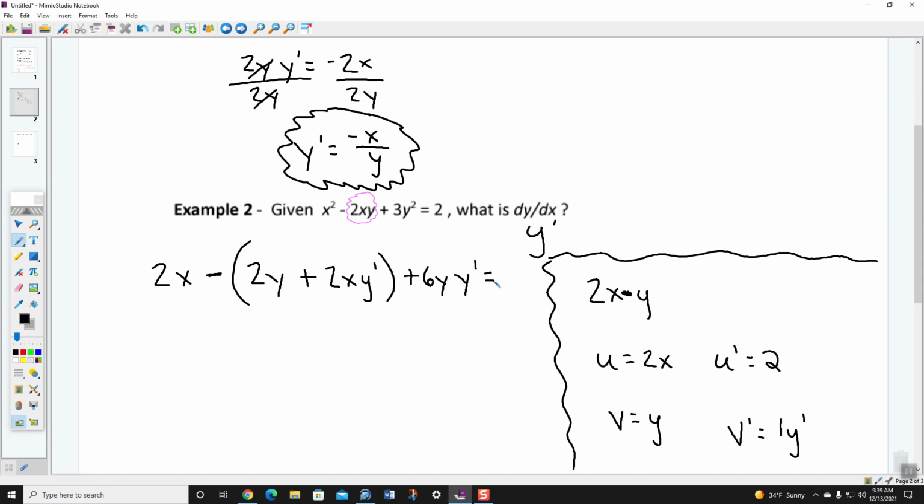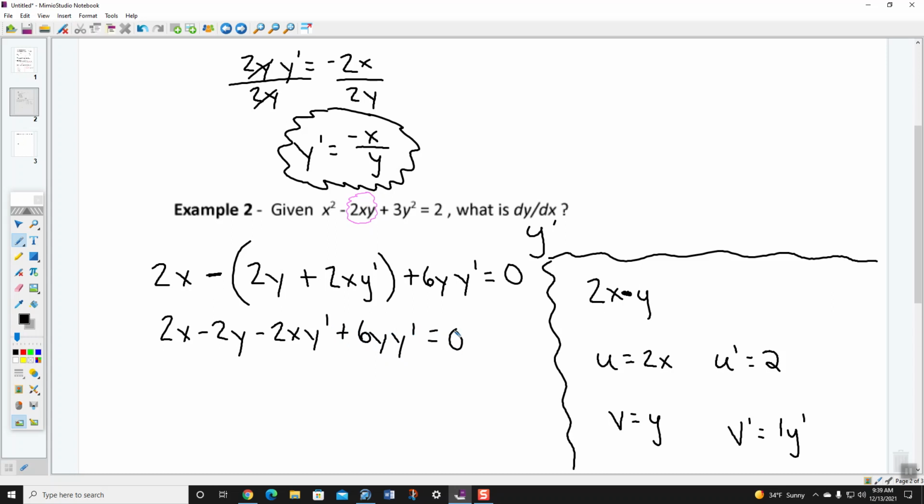Okay, now, this is the next step, implicit differentiation. Kids, I'm going to rewrite this because what's this minus sign really going to do to everything in parentheses here? Negative. Yep, so I'm going to rewrite this as 2x minus 2y. What's the minus sign going to do to the plus 2xy prime? That's where we're at right now, okay?